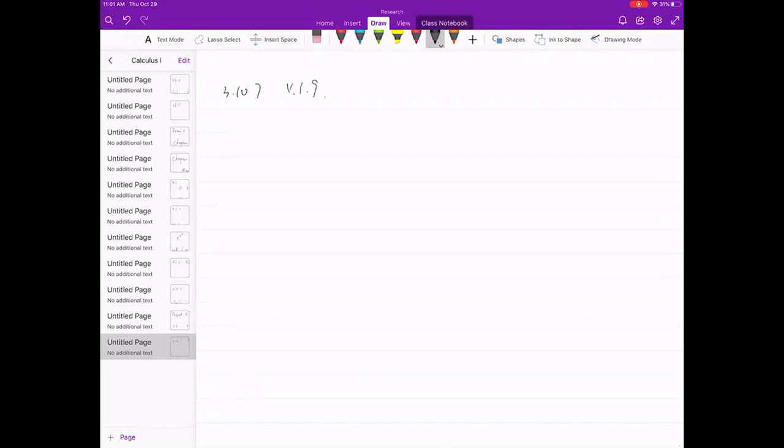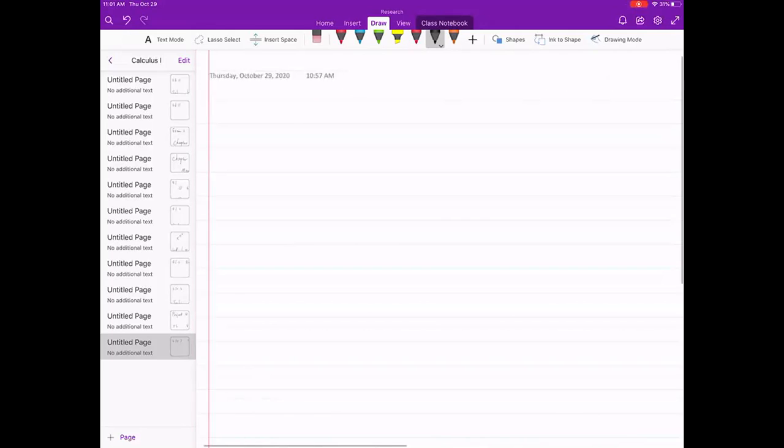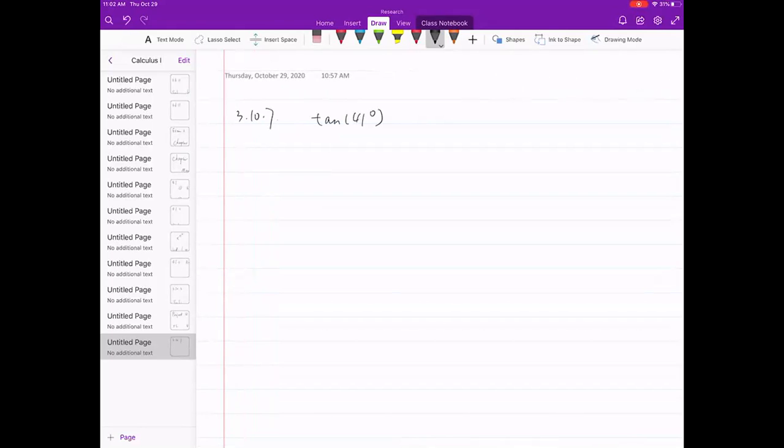Okay, so let's go over 3.10, number 7 first. Tangent 41 degree. Okay, yeah. Okay, so what you have here is basically you want to use linear approximation to find this. 41 is not a special angle. 45 is. Okay, so it's settled.